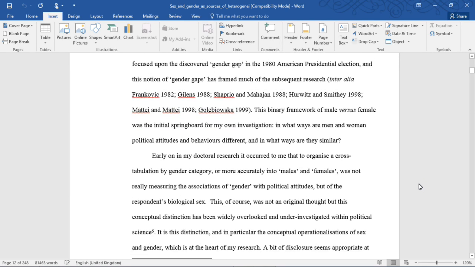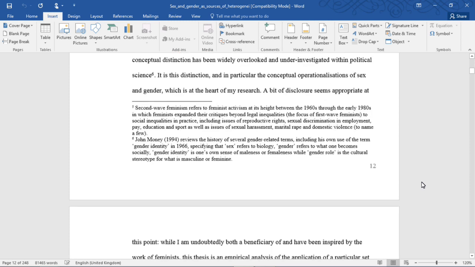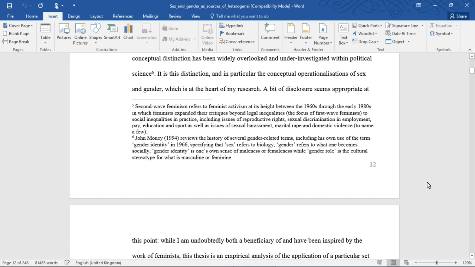This binary framework of male versus female was the initial springboard for my own investigation. In what ways are men and women's political attitudes and behaviors different, and in what ways are they similar? Early on in my doctoral research, it occurred to me that to organize a cross-tabulation by gender category, or more accurately, into males and females, was not really measuring the associations of gender with political attitudes, but of the respondents' biological sex. This, of course, was not an original thought, but this conceptual distinction has been widely overlooked and under-investigated within political science. It is this distinction, and in particular the conceptual operationalization of sex and gender, which is at the heart of my research.